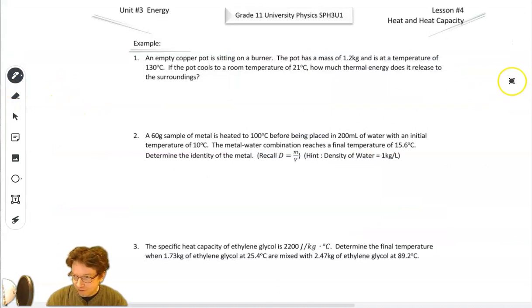All right, so going over some examples. Our first example says we have an empty copper pot sitting on a burner. The pot has a mass of 1.2 kilograms and is at a temperature of 130 degrees. If the pot cools to a room temperature of 21 degrees, how much thermal energy does it release to the surroundings? So we're going to use our equation, Q equals mc delta T, to figure out how much thermal energy has been lost.